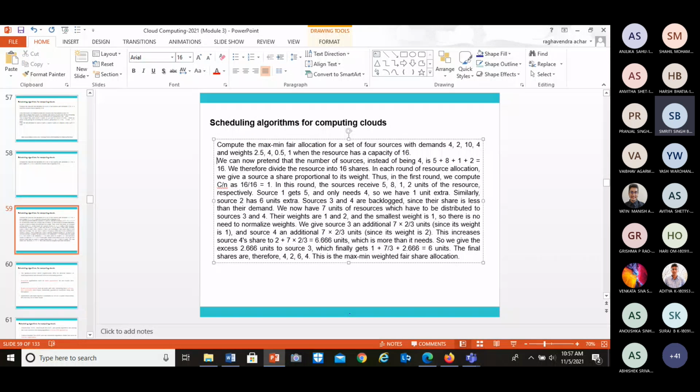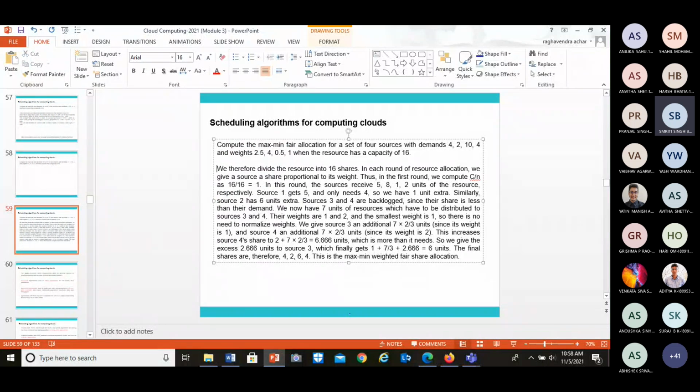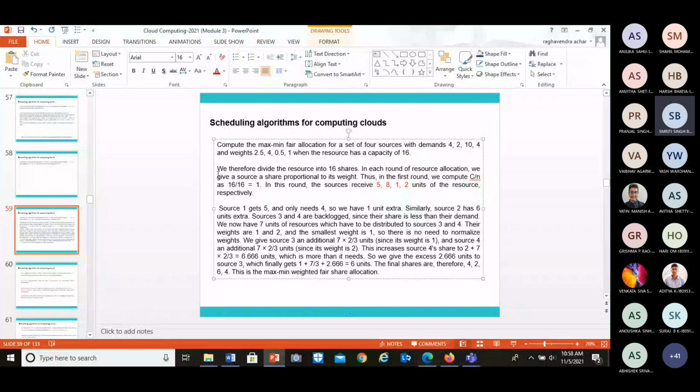Then after that, yes, now that total, when you divide it by 16, in the first round each will get 5, 8, 1, 2. So somebody already told, right? So this is fine. This we already seen, right? So in the first iteration 5, 8, 1, 2. Okay, then after that, I'll retain only this one.